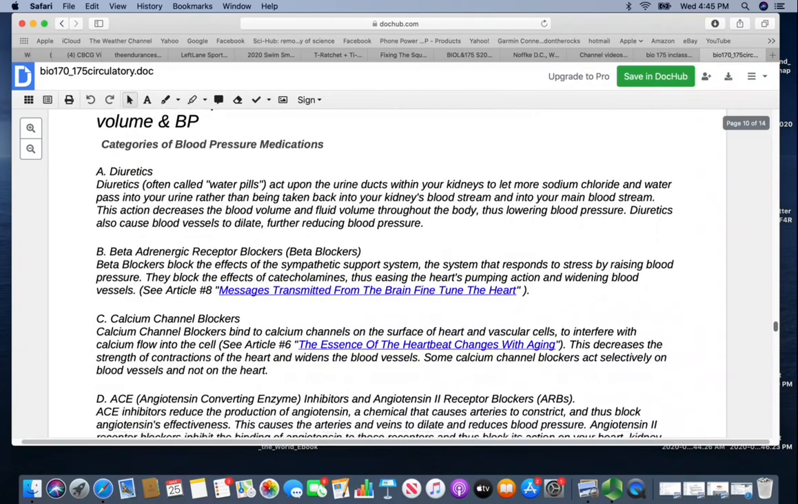The beta blockers, or beta adrenergic receptor blockers, block the sympathetic stimulation. So what they will do is they block the effects of the catecholamines so the heart does not beat as hard and widens the blood vessels. Calcium channel blockers can bind to the surface of the heart and vascular cells to interfere with the calcium flow so the heart won't contract as hard and widens the blood vessels. There are some that will act selectively on the blood vessels and not the heart.